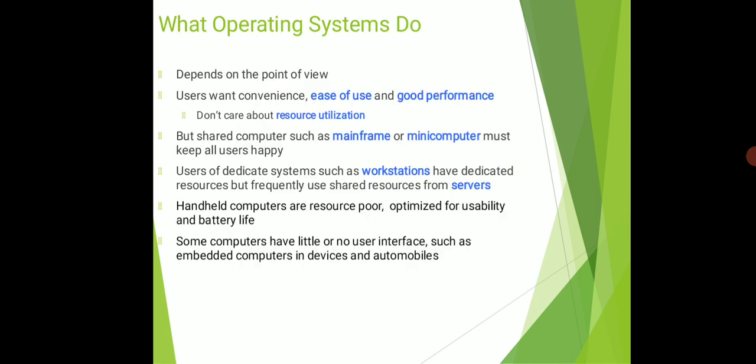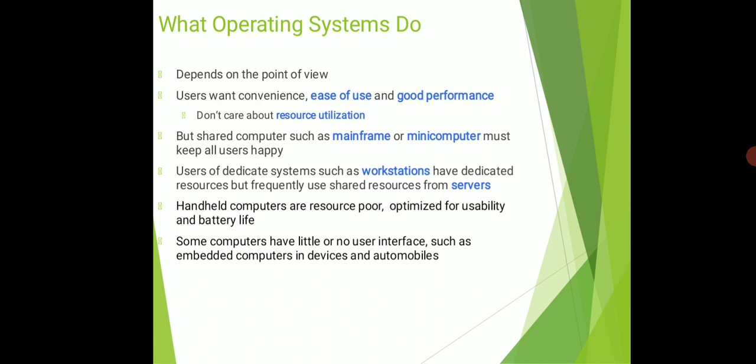Next we are going to see what operating system does. So we will see what is the purpose of operating system, what it will do. Those things we have seen in this slide. It depends on our point of view. User wants convenience. If you are going to work on a computer, you need a convenient, comfortable way. You have to use it in a very easy manner. It should perform in a good manner. Those things we need, right? Don't care about resource utilization. Just you have to use it easily. You need good performance.